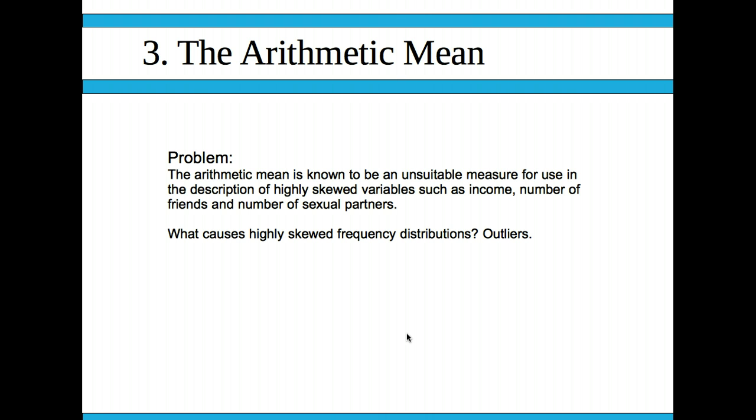But then we have a couple of people that have extreme incomes, extremely high incomes. And what that does is that they will pull up the arithmetic mean. We have a few people that have extreme incomes as compared to the larger group of people. The same thing goes for friends.